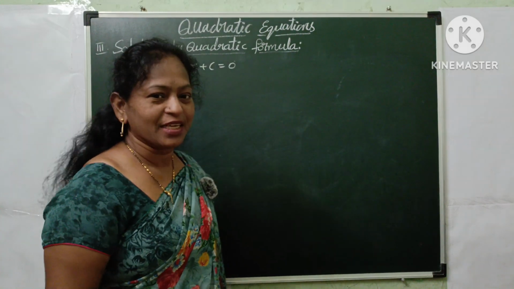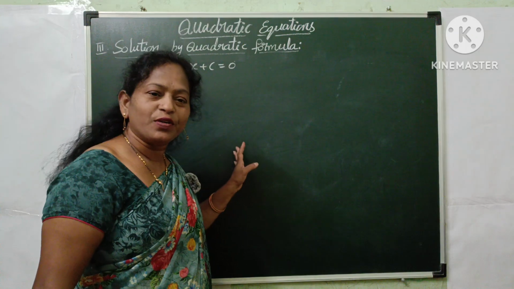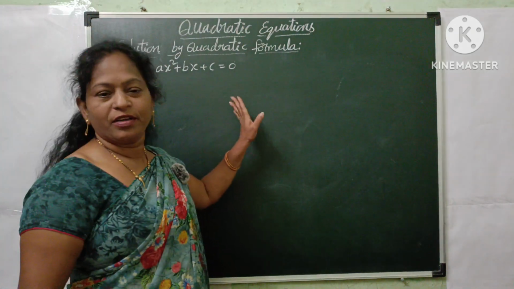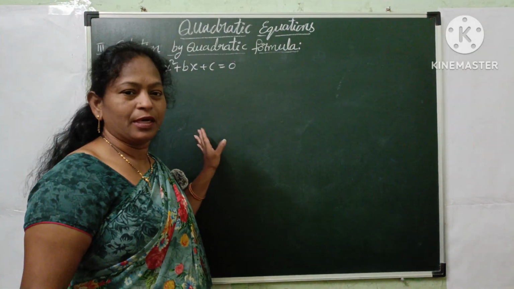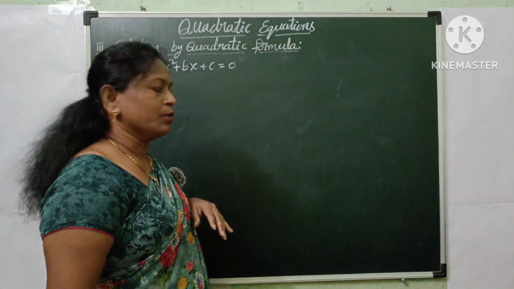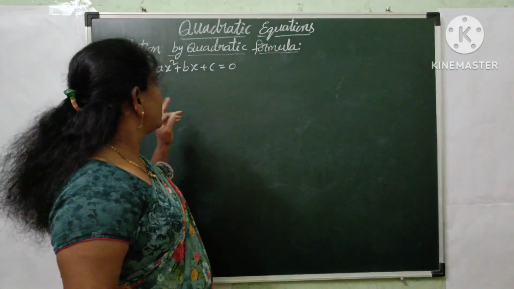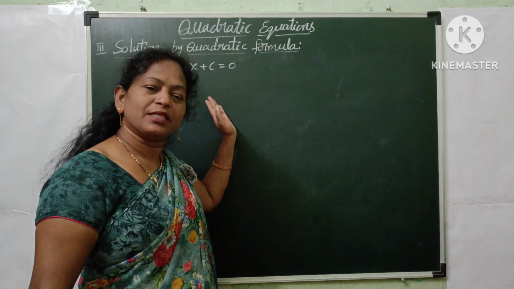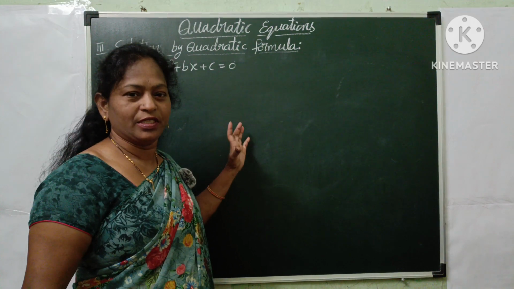Today's topic is quadratic equations. In quadratic equations, we're going to learn about the solution by quadratic formula. Already we have completed two methods, right? This is the third method. Here, what is the quadratic equation? ax square plus bx plus c equal to 0 is the quadratic equation.